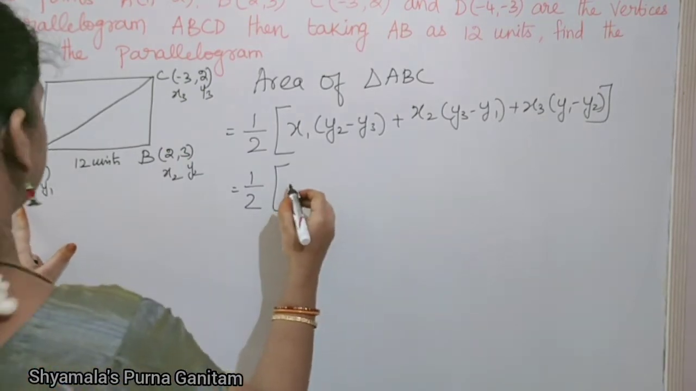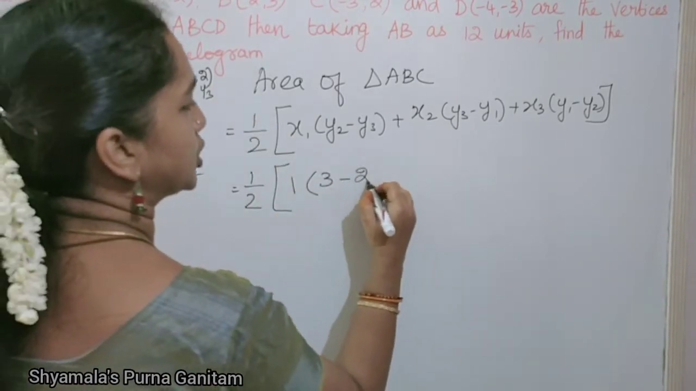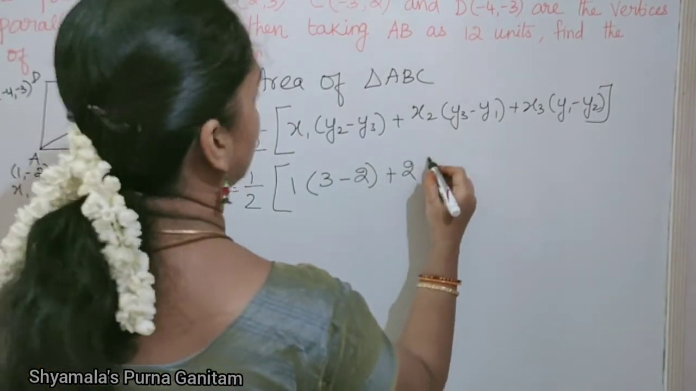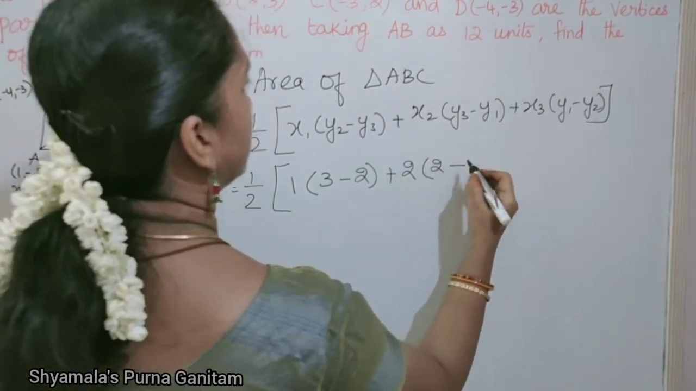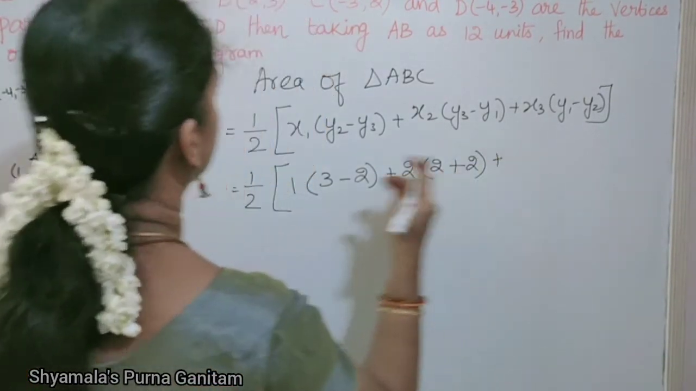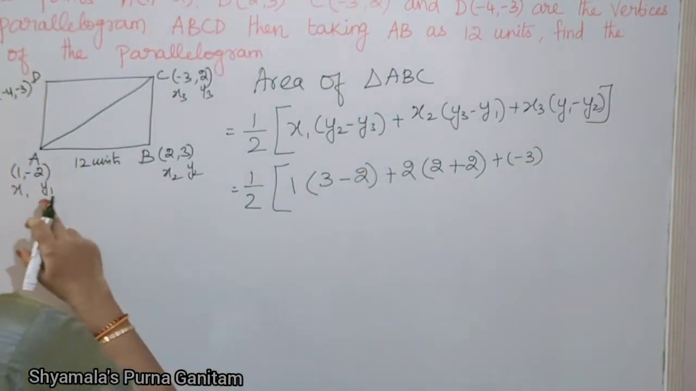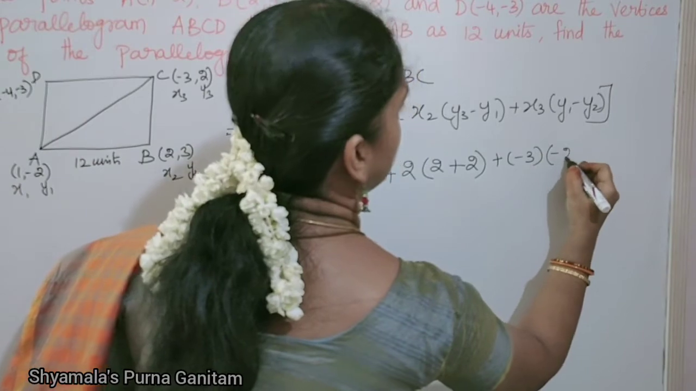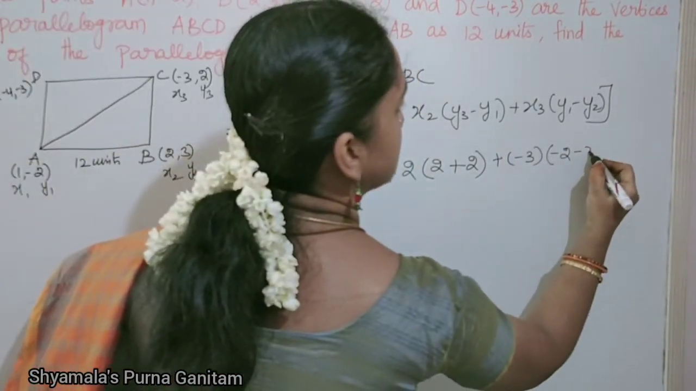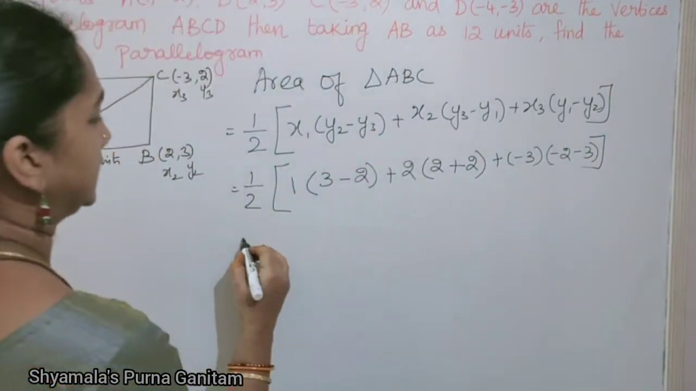Okay. So, x1 is 1 into (y2 minus y3), which is 3 minus 2, plus x2 is 2 into (y3 minus y1), y3 is 2 minus y1 which is minus 2. So, minus of minus, plus 2, plus x3 is minus 3 into (y1 which is minus 2 and y2 which is minus 3). Okay, so I have substituted all the coordinates.